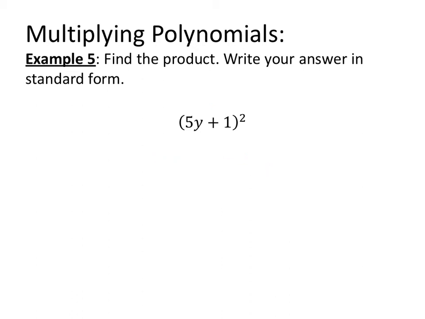One of the things I want you to think about before we jump into this is if I gave you something like 2 squared, that would equal 2 times 2. Or similarly, if I gave you, say, 5 cubed, that equals 5 times 5 times 5. Now, that same idea applies with our binomials. Since I have 5y plus 1 quantity squared, that means I have 2 of these 5y plus 1s. So I'm going to write this as 5y plus 1 and then times 5y plus 1.